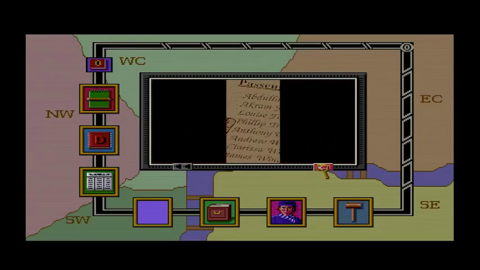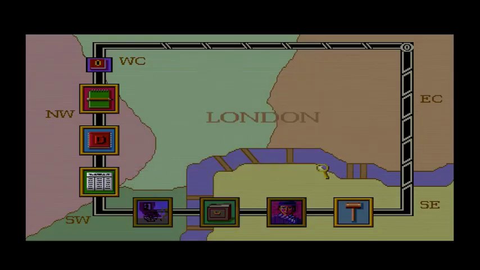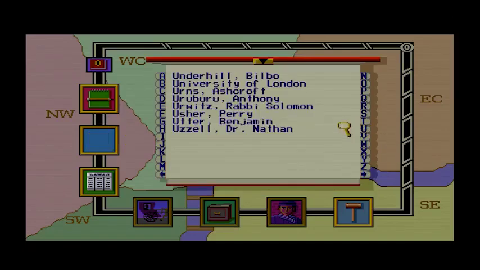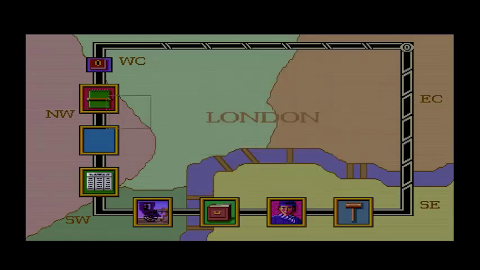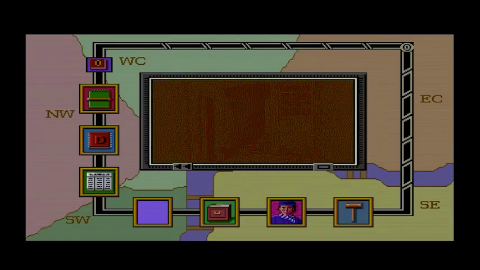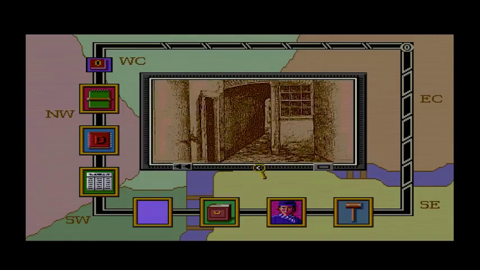Now we need to visit London University. Would that be under University? University of London. Sorry, Holmes. No information here. Then let's not dawdle, Watson. There's work to be done.